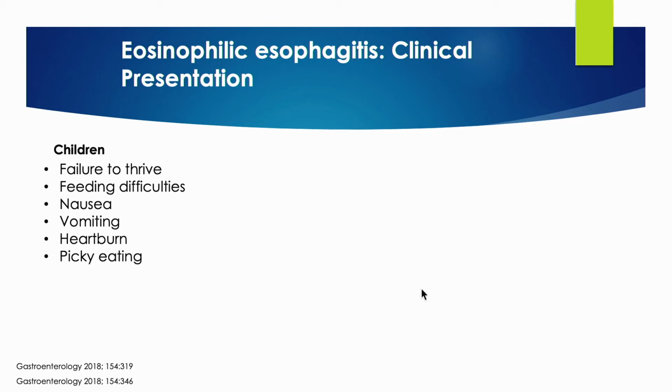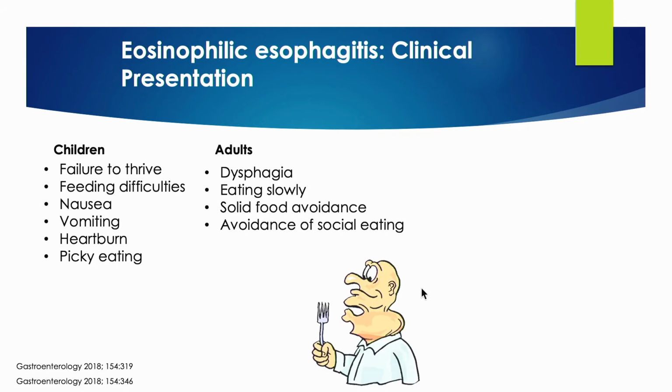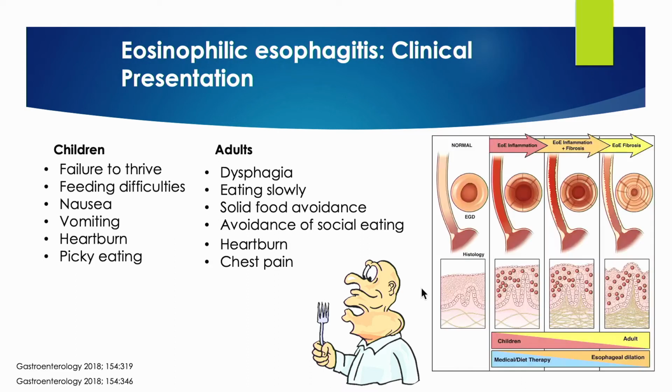It's interesting that the presentation of EOE differs with respect to age. Children present with more protein symptoms like failure to thrive, nausea, vomiting, picky eating, whereas adults tend to present more with dysphagia and symptoms associated with dysphagia. Heartburn and chest pain can also occur, but they tend to be a little bit atypical.